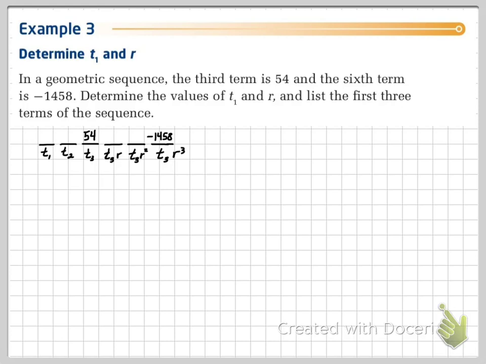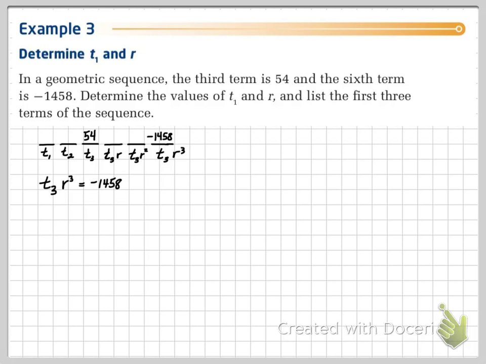Term 4 has got to be term 3 times the common ratio. Term 5 has to be term 3 times the common ratio twice. And term 6, which is negative 1,458, has to be term 3 times, not the common ratio, but the common ratio cubed. So there's my equation, that last box, which is term 3 times the common ratio cubed has to equal negative 1458.